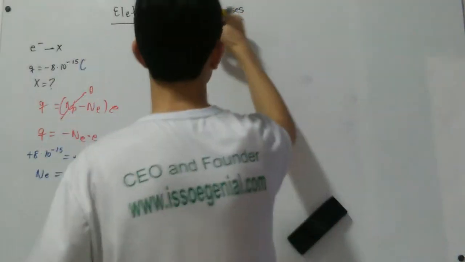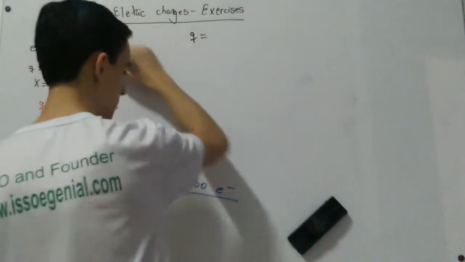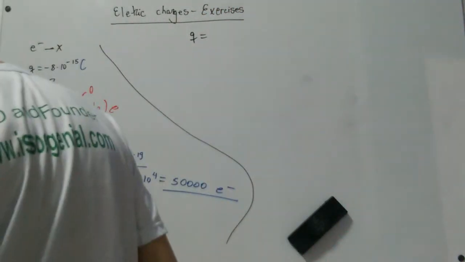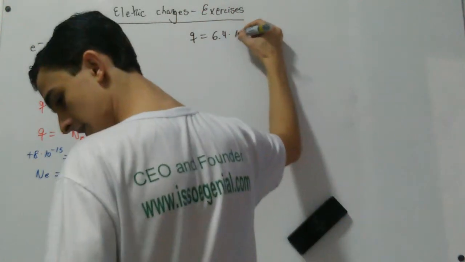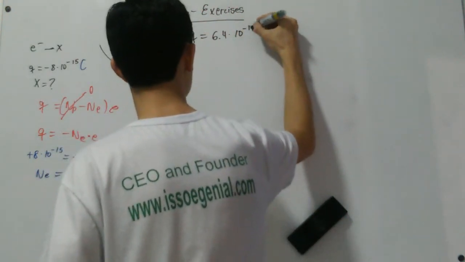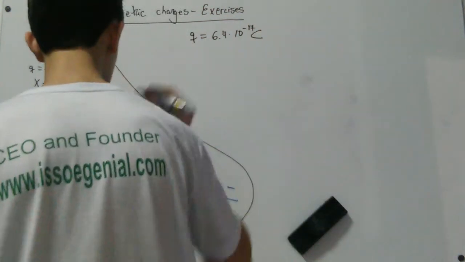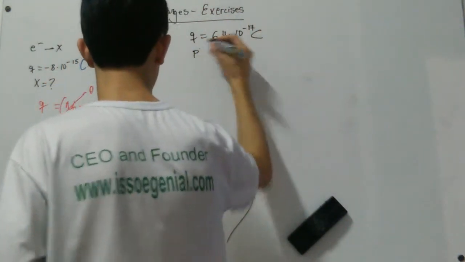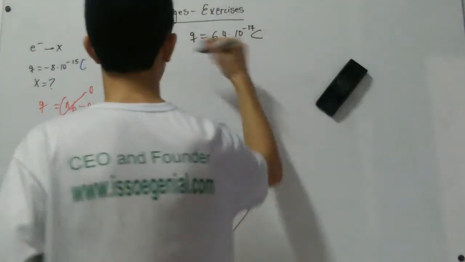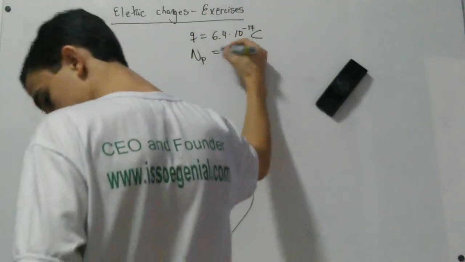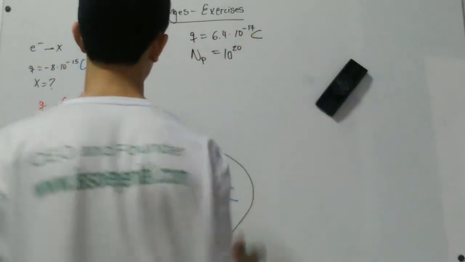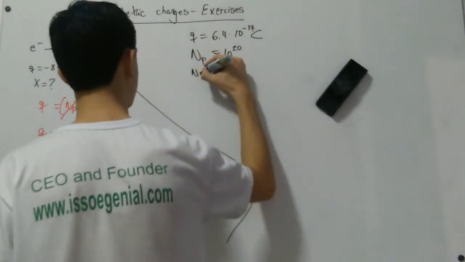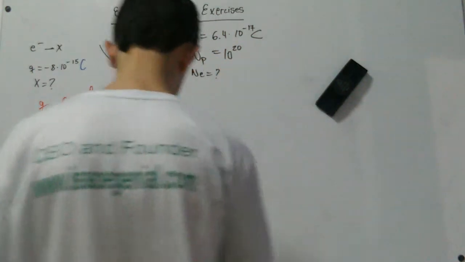Now it's the last one in this video. We have something like this. The total amount of charge, and this is another thing. Okay. The total amount of charge is 6.4 times 10 to the power of negative 17 coulomb. The number of protons here, let me put NP. The number of protons is equal to 10 to the power of 20. And we want to know the number of electrons.